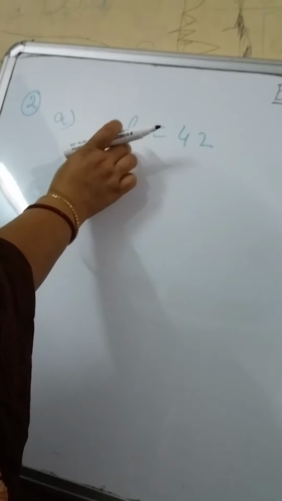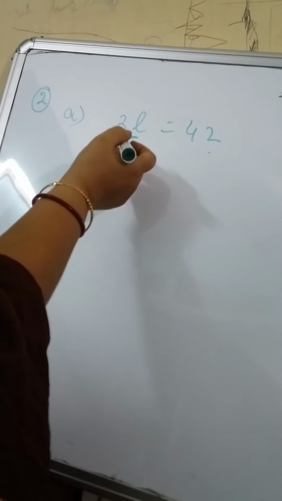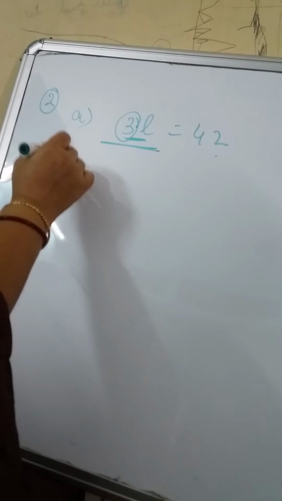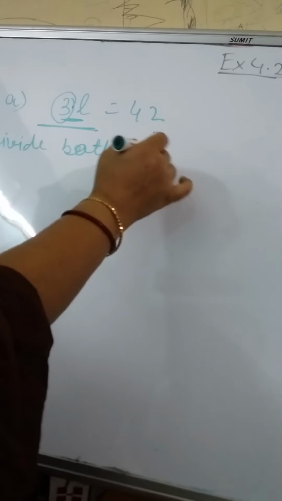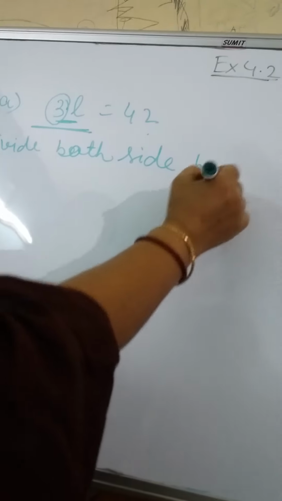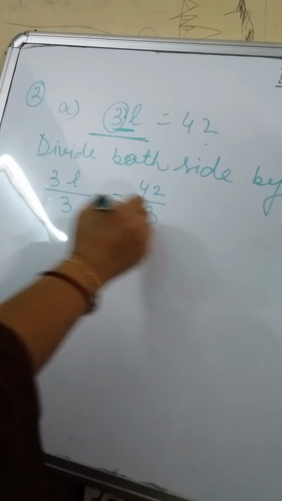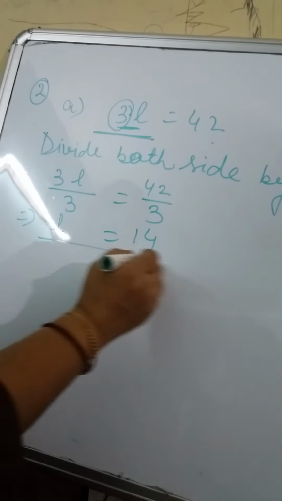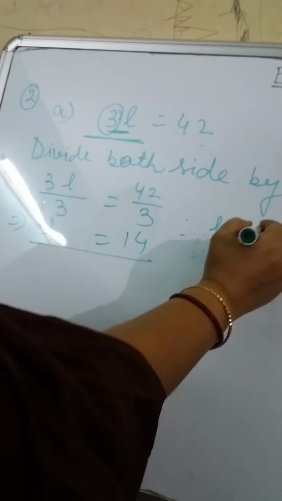When on the left hand side it is multiplication, you have to divide. That means 3l equals 42. How can you remove this 3? If I divide by 3, okay. So divide both sides by 3. It will be 3l by 3 equals 42 by 3. 3 by 3 is 1. So what will remain? l equals 42 by 3, which is 14. So your answer will be l equals 14.